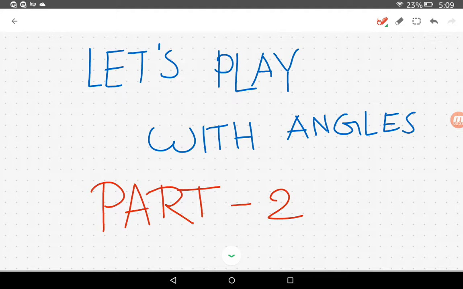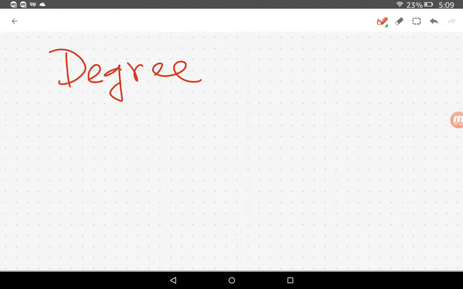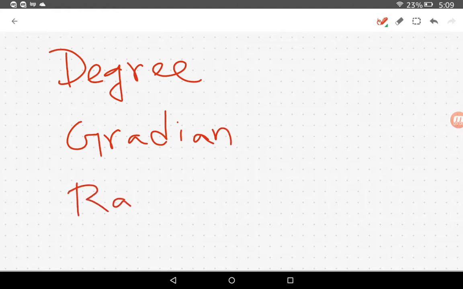Today we will discuss the three most common units of angles. What are these? These are obviously degree, gradian and radian.